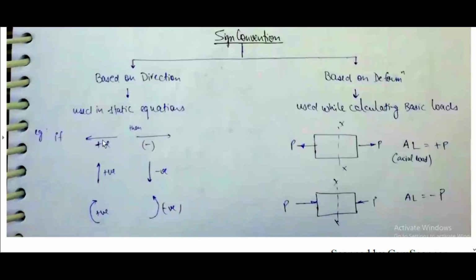If this is positive, then this is negative. That is it. There is not too much meaning in this. If one is positive, one is negative. Here, based on deformation, we can say that axial load plus P, minus P.